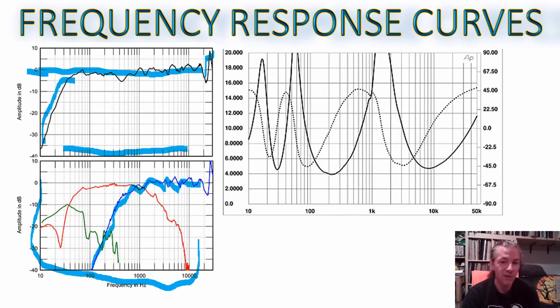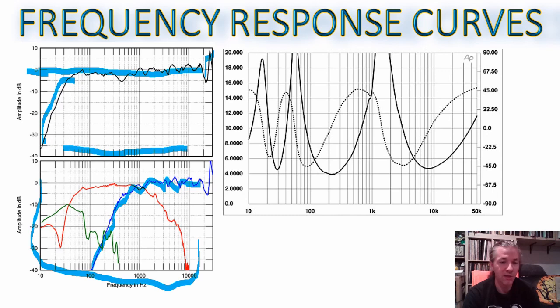And when you see that certain slope for the drop, that will tell you what is the order of the crossover that's on that tweeter. And the more steep that slope is, so if it goes more down like this, the higher order it is. So if it's a fourth order tweeter, then it will drop really suddenly. If it's a first order, it will be a gentle slope like this.